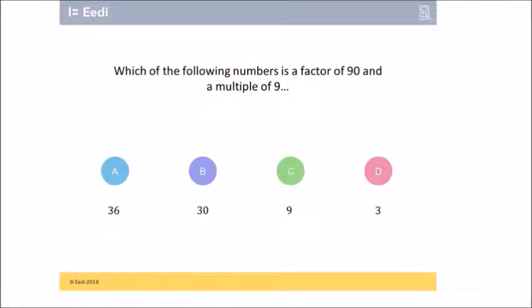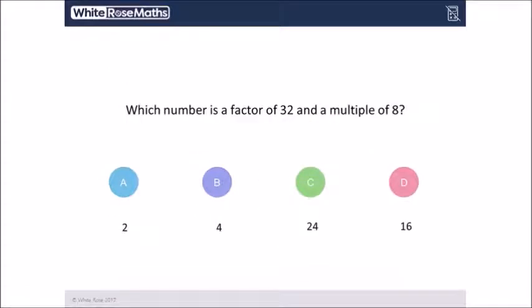So just like what we do in lessons, let's test ourselves. If you find that you need some more time to think, please just pause the video. So our first question, so this is combining the knowledge from this lesson, but also last lesson as well. So which of the following numbers is both a factor of 90 and a multiple of 9? So the answer we're looking for should have been C. We know that 9 is a factor of 90 because 9 times 10 gives me 90. But we also know that 9 is a multiple of 9 because 9 is the first number in the 9 times tables. So let's try another one.